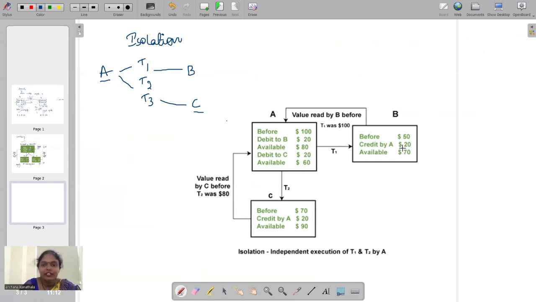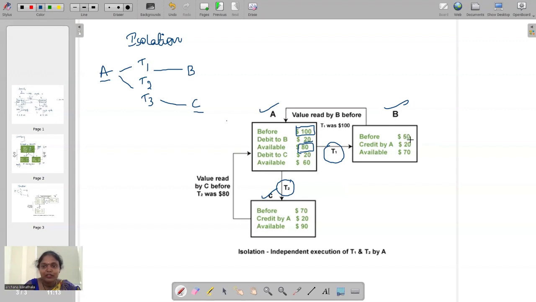Now we have three different parties who have been involved in this: person A, B, and then C. Any operations that are being exchanged between A and B can be termed as T1 transaction. And any operations exchanged between A and C can be termed as T2 transaction. Now, from account A, we already have 100 rupees. Now we want to send 20 rupees from account A to B. So there should be a deduction, so the availability is 80 rupees in account A.